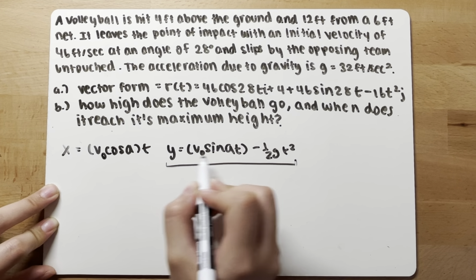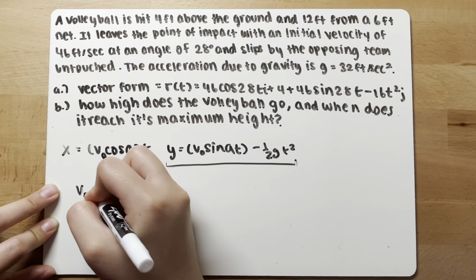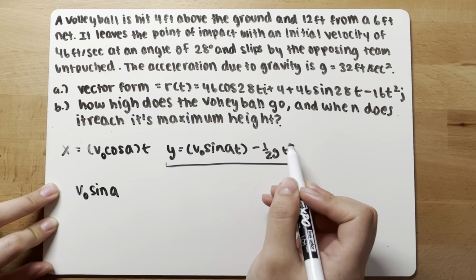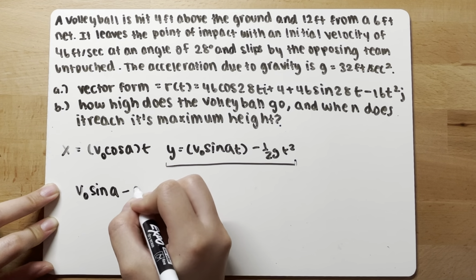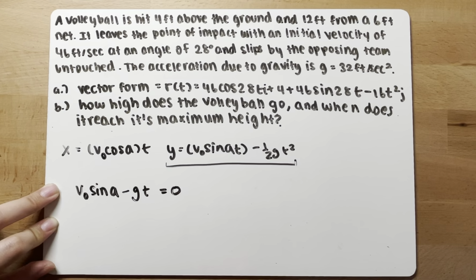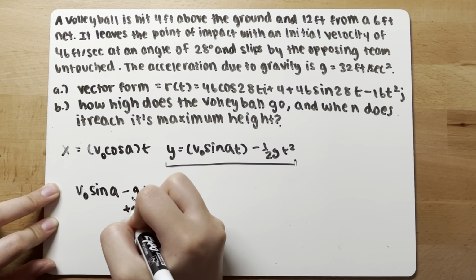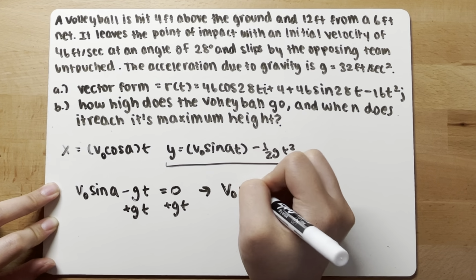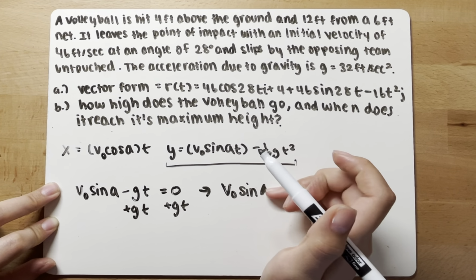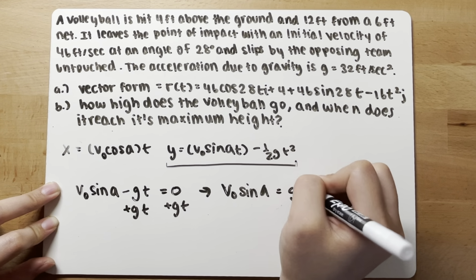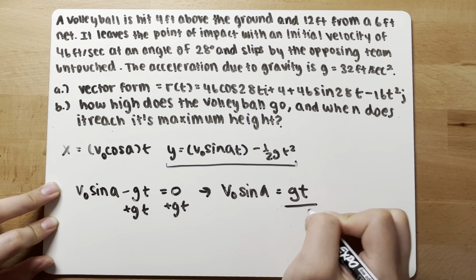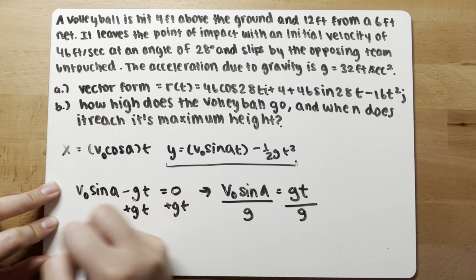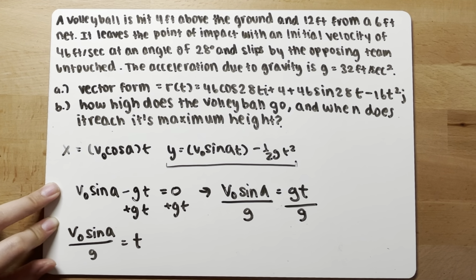Derivative of this is v initial sine a. Derivative of this, you take the 2 down, you get minus gt. Set that to 0. However, we want to solve for t. That means that we have to add gt on both sides, which gives us v initial sine a equals gt, because gt is on the other side. You want to isolate t, so divide both sides by g. You get v initial sine a over g equals t. Okay?